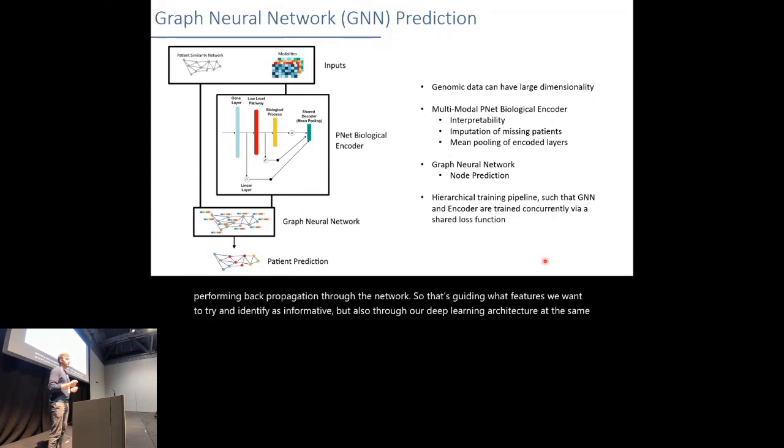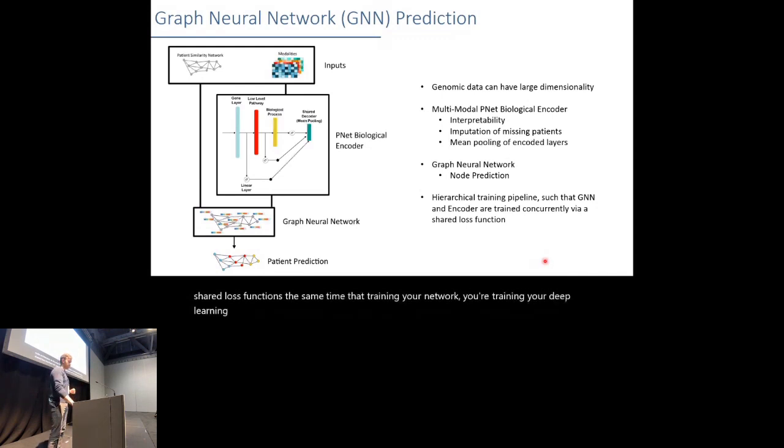So we're training not only on the node features, but we're also training the deep learning encoder architecture at the same time in a hierarchical structure. That means they have a shared loss function. You're learning the same weights at the same time that you're training your neural network, you're training your deep learning architecture.